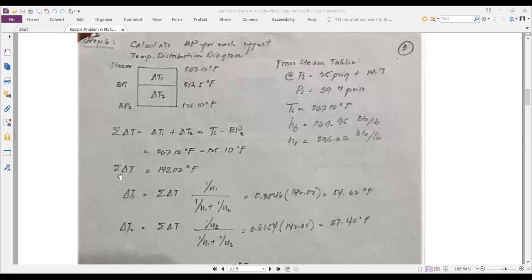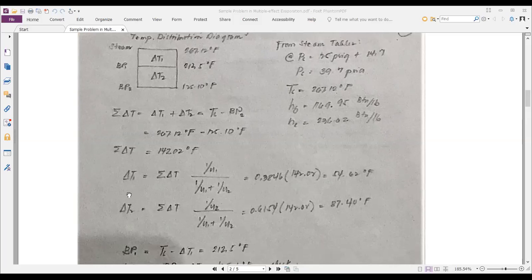142.02. Now, aside from this formula, you need this formula of delta T1 and delta T2 based on the summation of delta T together with the overall heat transfer coefficient. If it's delta T1, the rational expression here that you're multiplying to summation of delta T will have 1 over U1 in the numerator. If it's delta T2, your numerator will be 1 over U2. Both is multiplied to summation of delta T, which you have here, and both will have a denominator, which is the sum of the reciprocal of the two overall heat transfer coefficients.